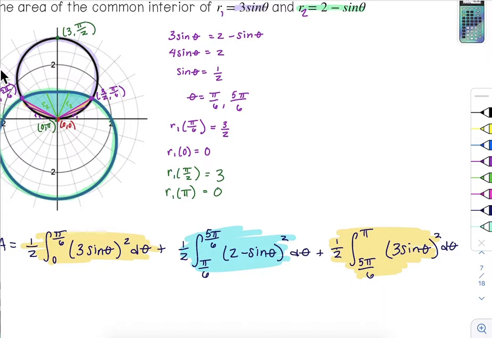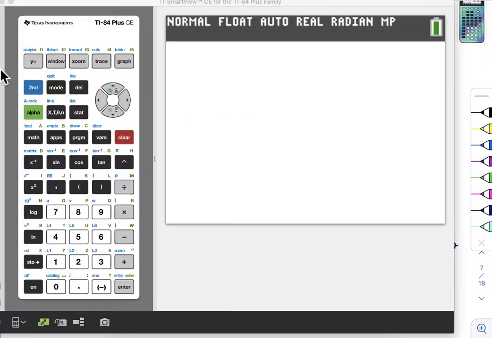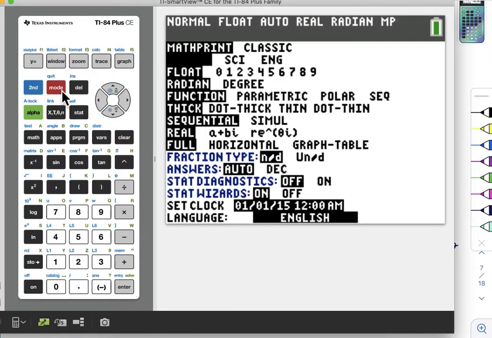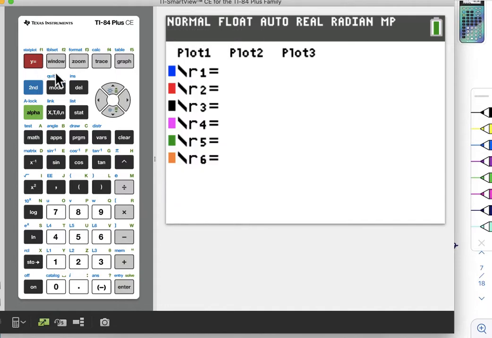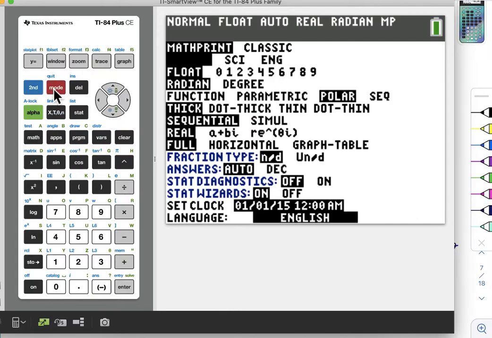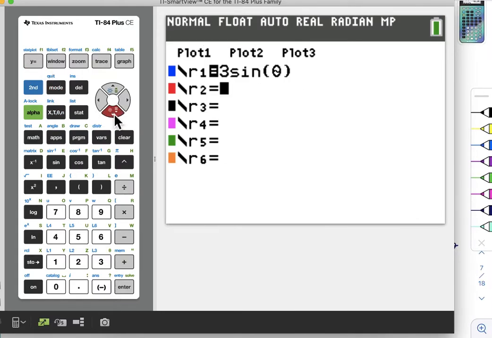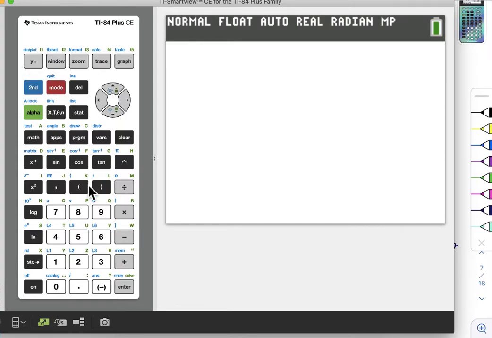We're going to type it in very carefully. So what I'm going to do is I'm going to actually switch my calculator to polar mode for this. You don't have to. You could do it in x's. And then I'm going to go ahead and graph my two equations. So R1 was 3 sine of theta. I'm also just going to quick make sure I'm in radian mode, which I am. And then my second curve was 2 minus sine of theta. So I'm going to do that so that way I don't have to type the equations in each time and then properly square them. So I'm going to go to my home screen.